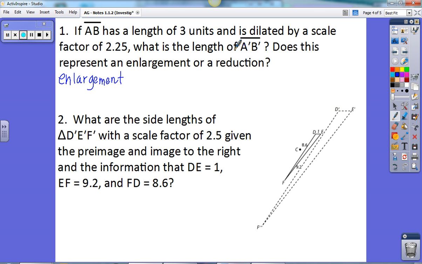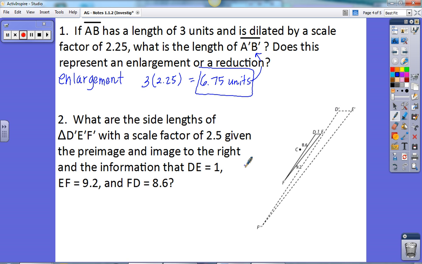To find the actual length of A prime B prime, remember I'm going to take the length of my original and multiply it by the scale factor. So I'm going to multiply 3 times 2.25, which is 6.75 units. So that's going to be the length of A prime B prime.